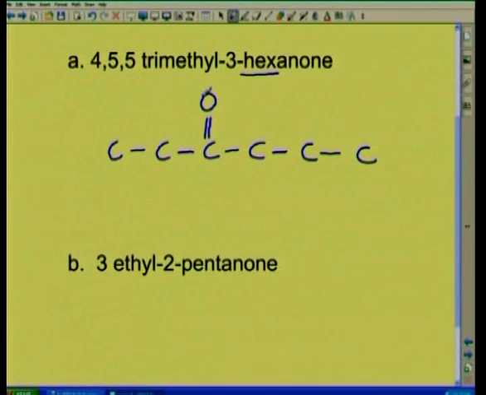So this will be my carbonyl group there. Now, when I have it at 3, I'm told at carbon number 4 and carbon number 5, and again on carbon number 5, I've got methyl groups. So if this is my carbon number 1, 2, 3, 4, 5, 6, on carbon number 4, I've got a methyl group. And on carbon number 5, I've got another methyl group.